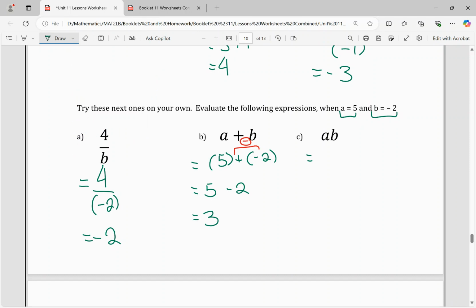In this last example, we have a times b, right? Remember, when two variables are next to each other like this, it means multiplication, just like if a number was next to a variable. So this is a times b, and we want to make sure that that multiplication stays. So when I plug in 5 for a, and when I plug in negative 2 for b, this is one way to show multiplication. When those two brackets are right next to each other, it means that we're multiplying 5 by negative 2. Now 5 times 2 is 10, and a positive and a negative make a negative.